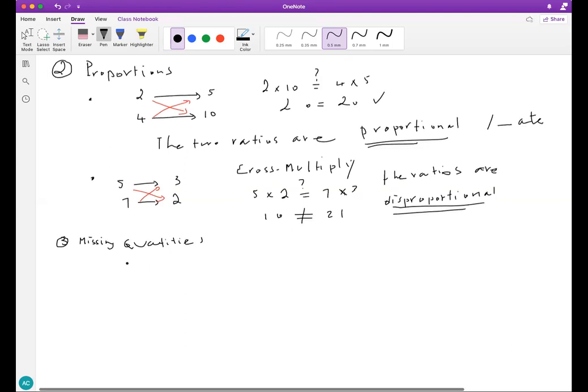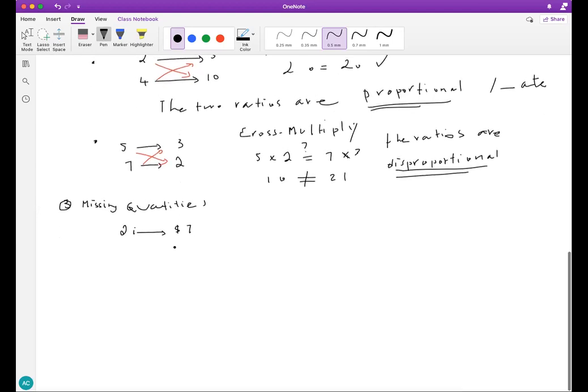As we said earlier, let's say 2 items cost $7. Let's say you want to buy 3 items. How much will that cost you? How much will 3 items cost if 2 items cost $7? 10.5. 10.5, okay, makes sense.